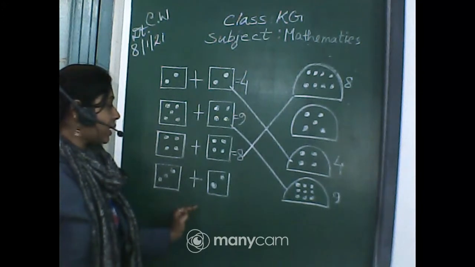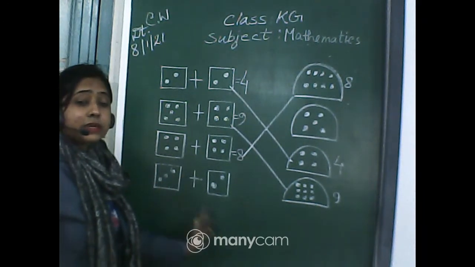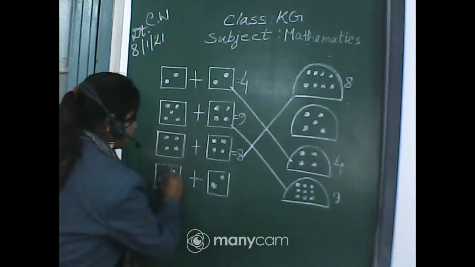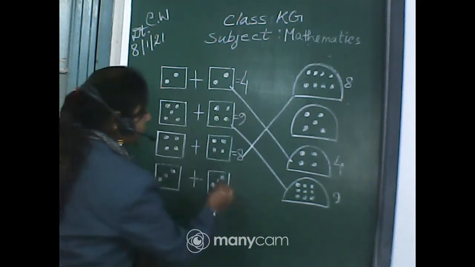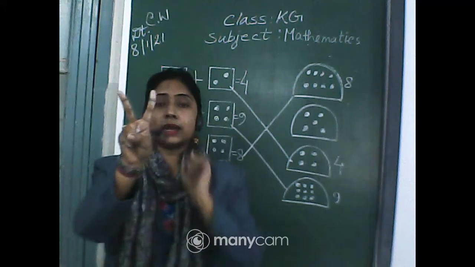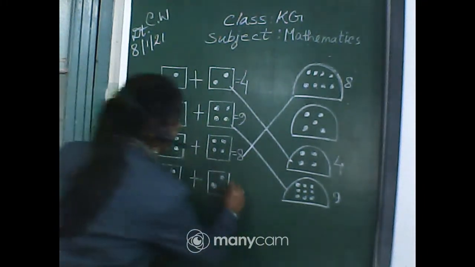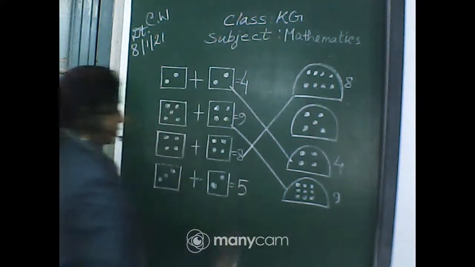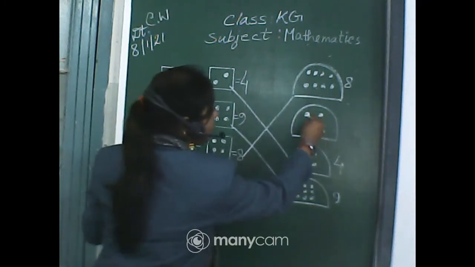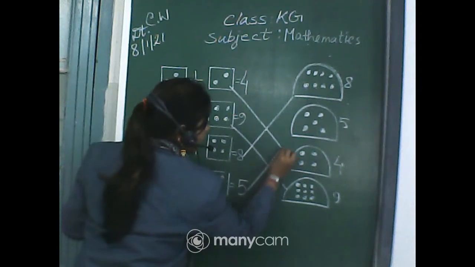And the last one, add together both the square boxes: 1, 2, 3 dots, and the next one 1, 2. So 3 plus 2: 1, 2, and after 3, 4, 5. So 3 plus 2 is equal to 5. So where is 5 in the semicircle? The second one: 1, 2, 3, 4, 5. Yes, so I have matched with this.